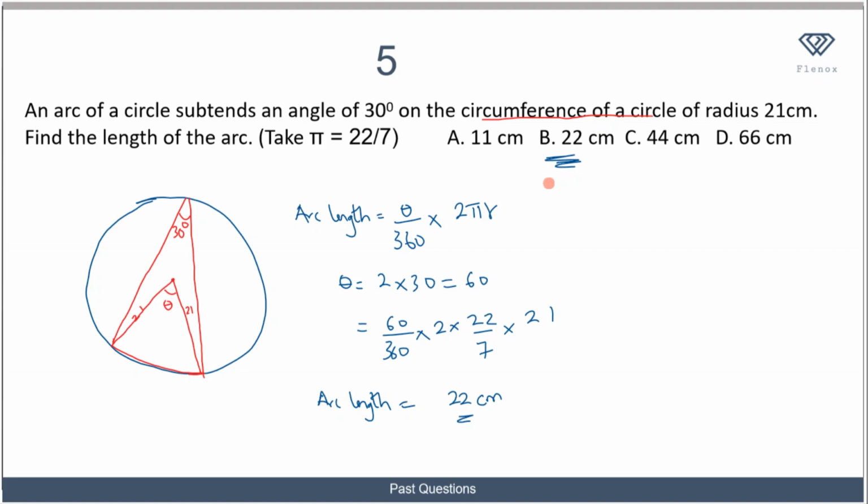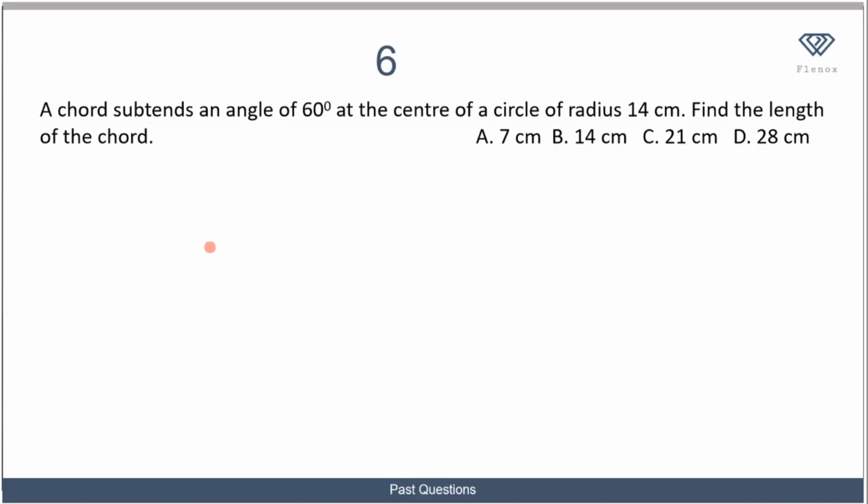Let's move on to the next question. And here we are told that a chord subtends an angle of 60 degrees at the center of a circle of radius 14. Find the length of the chord.